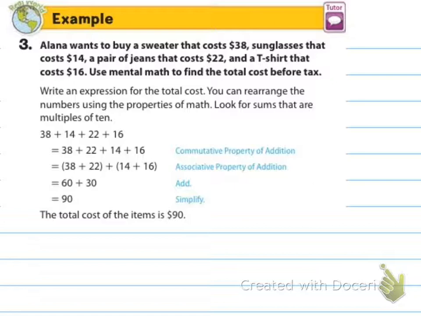All right, example number 3. Elena wants to buy a sweater that costs $38, sunglasses that cost $14, a pair of jeans that cost $22, and a t-shirt that costs $16. Use mental math to find the total cost before tax.